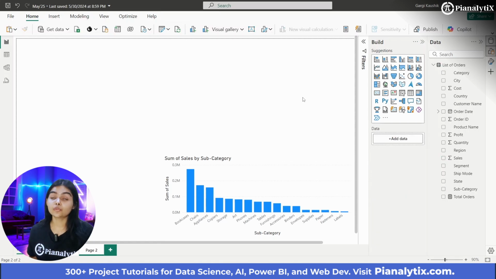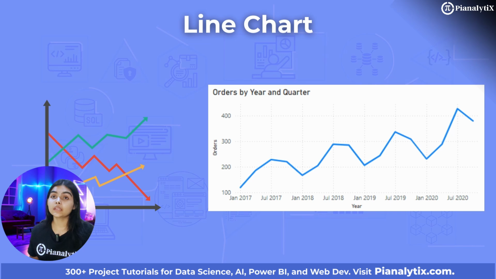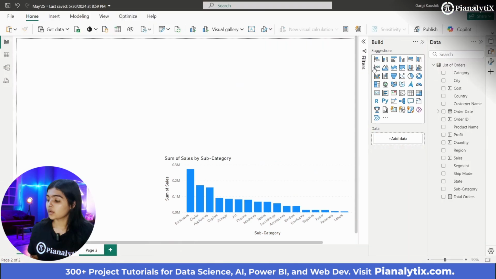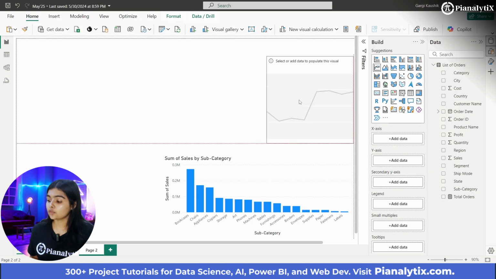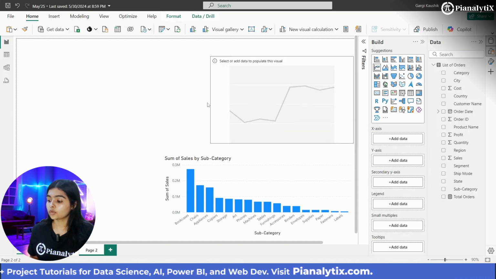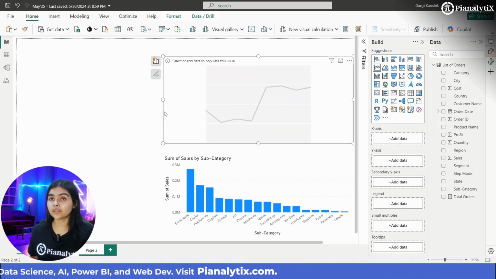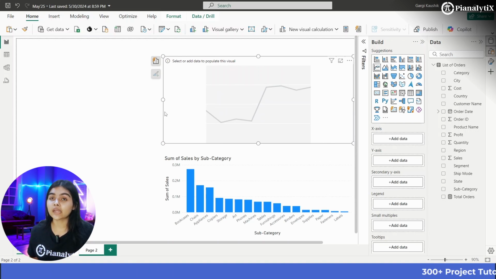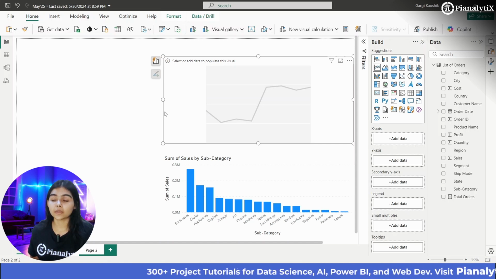Now, the second visual, which I think is again very important in Power BI, would be the line chart. Now, line charts are important for looking at trends over a period of time. So, line charts are more often than not used for continuous data, but in the case of data analysts, they mostly use it to chart dates. So basically trends over a period of time.